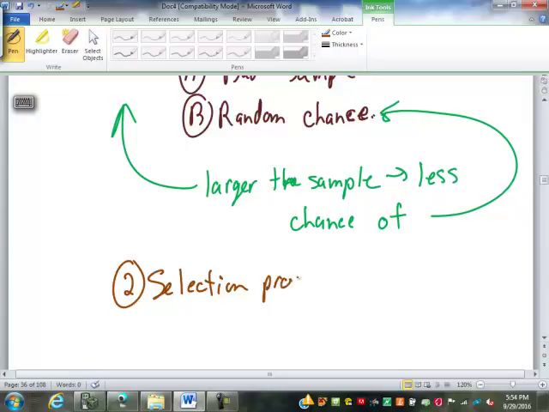Next is the selection process, and this is where it gets more complicated. The example where I said I'm just going to walk out in the hallway and find the next two students and ask them their age, well, that selection process is bad in so many ways. Not only is the sample too small, but it's not random, because I just went out in the hallway and just had the first two students I saw. I took convenient data. The selection process must, in order to be good, must be random.